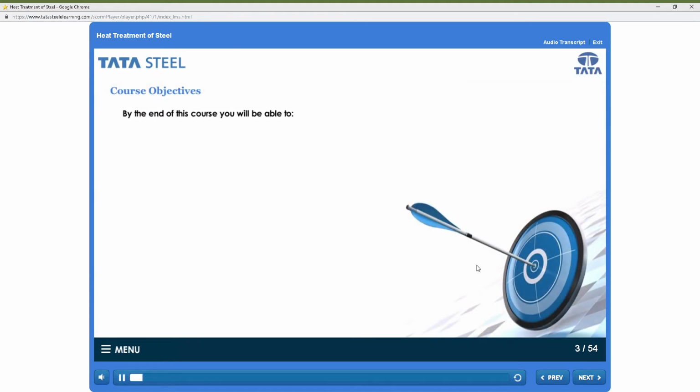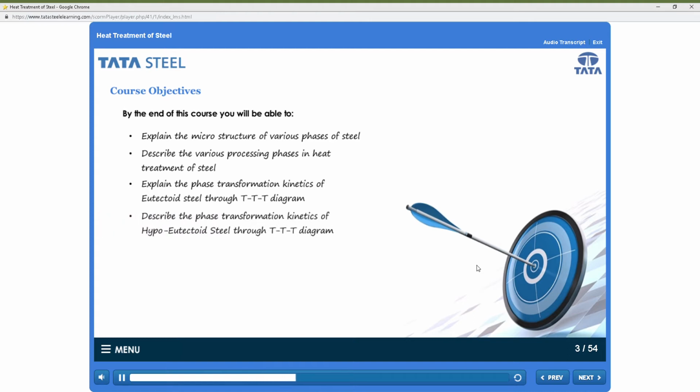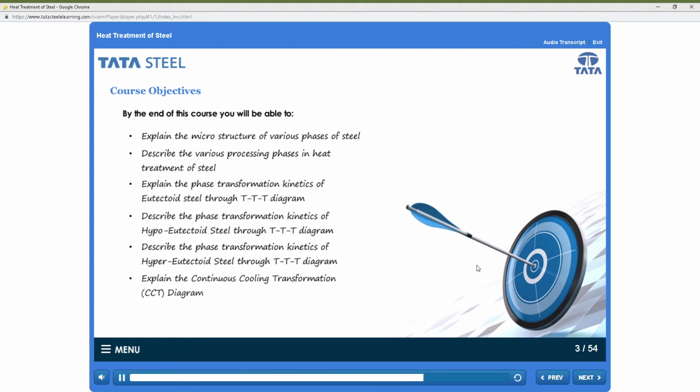By the end of the course, you will be able to explain the microstructure of various phases of steel, describe the various phases in heat treatment of steel, explain the phase transformation kinetics of eutectoid steel through TTT diagram, describe the phase transformation kinetics of hypoeutectoid steel through TTT diagram, describe the phase transformation kinetics of hypereutectoid steel through TTT diagram. Explain the continuous cooling transformation diagram. Describe the various heat treatment techniques. Click Next to proceed to the next screen.